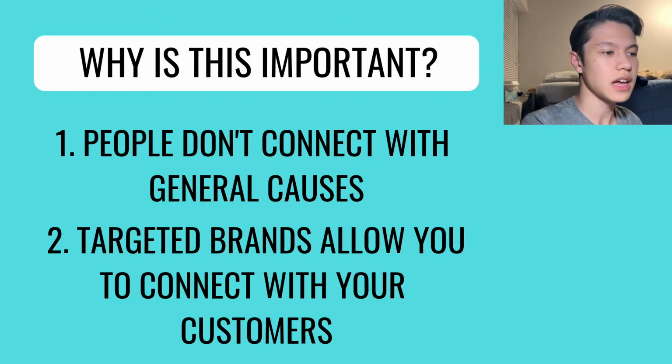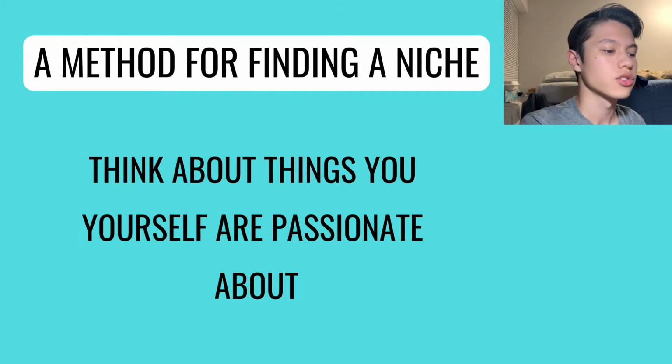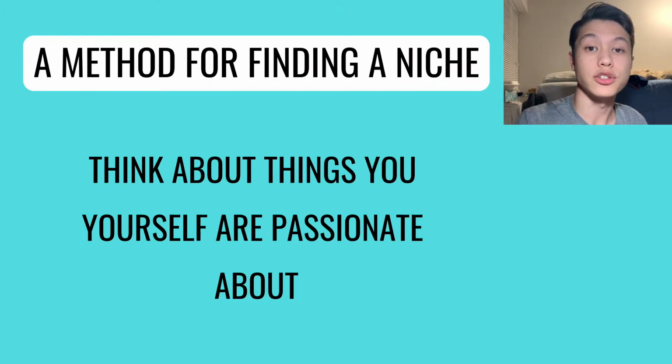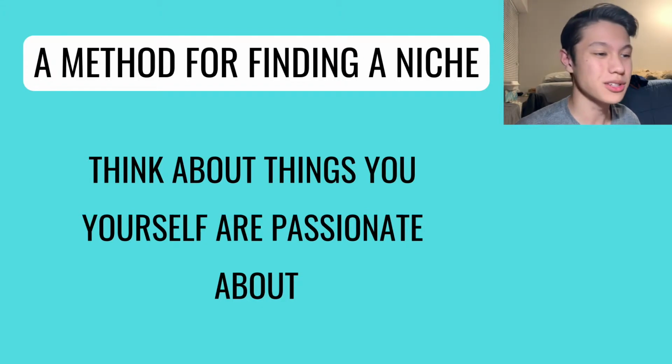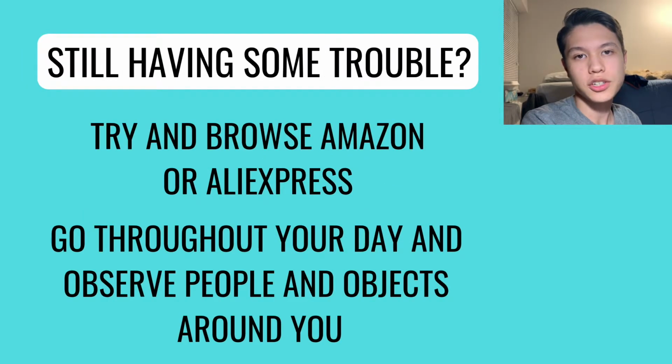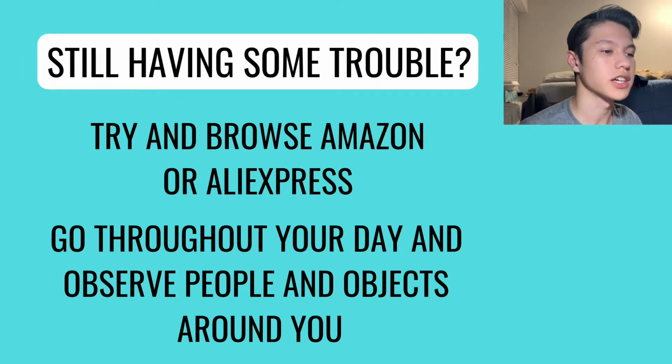So if you're still having an issue trying to find a niche, try to think about things that you yourself are passionate about. Chances are other people are interested in the same things you are, so it is probably a niche that you can actually target. If you still can't think of a niche, try and browse Amazon or AliExpress. Usually a product there will give you an idea about something you can target. That's how I got the idea for reusable straws, actually.